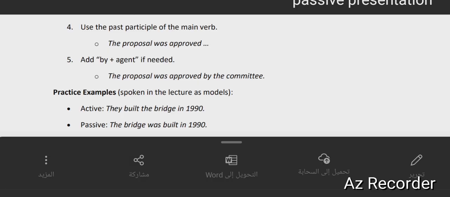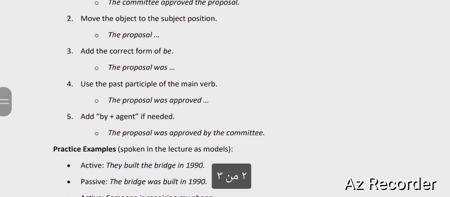3. Add the correct form of be. The proposal was. 4. Use the past participle of the main verb. The proposal was approved. 5. Add by plus agent if needed. For example, the proposal was approved by the committee.